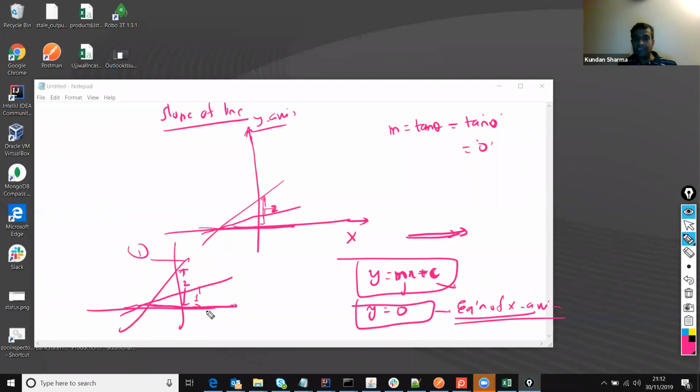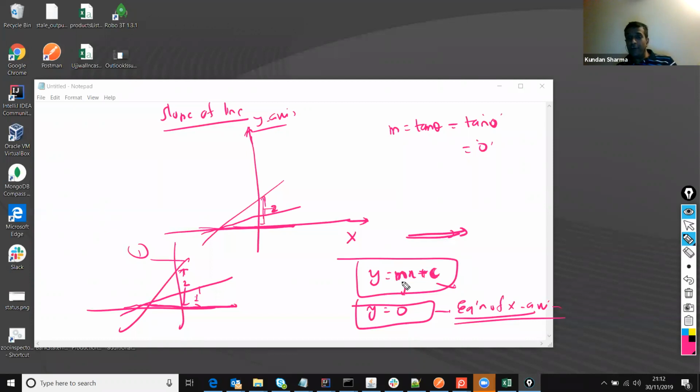So what is the intercept made by the x-axis on y-axis? 0. So what is c? C is called the intercept made by the line on y-axis. So the intercept made by the x-axis on y-axis will be 0. Is it clear? Yes.